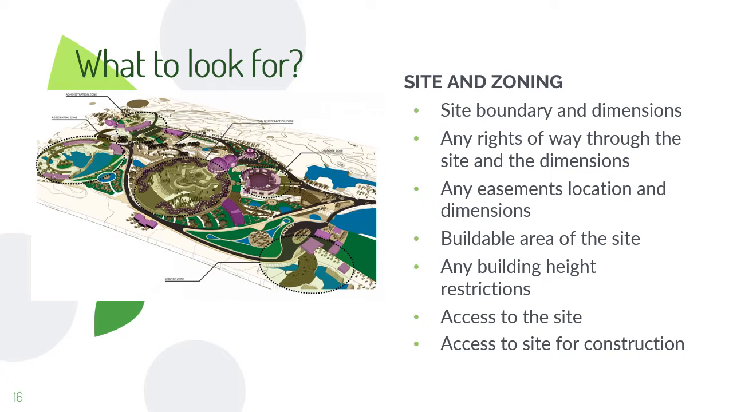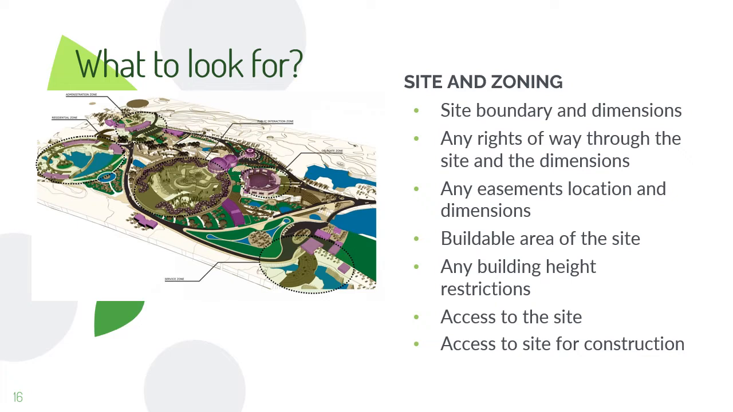Now we are in site and zoning. What do you look for in site and zoning? Site boundary and dimension. It is the vastness of your site. When you look at a site on a map, it might look small, but when you get there, the area is wide enough to create an illusion of a bigger space. The borrowed landscape of the Japanese garden might be useful.